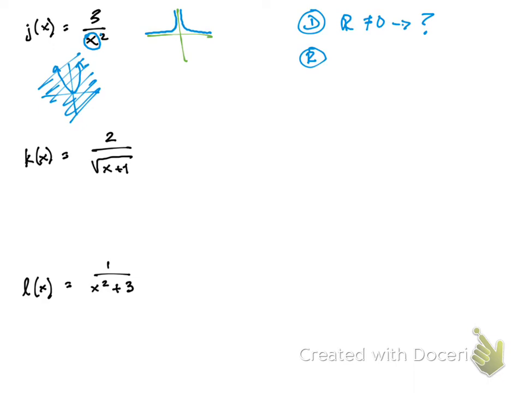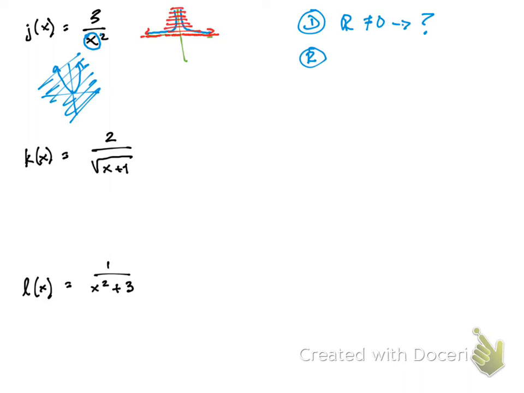Think about your range here. What possible values can come out of this function? Well, I have a horizontal asymptote, and the graph, by the way, will never intersect that x-axis. I cannot get 0 out, but I can get anything else out. Anything greater than 0 I can get out.